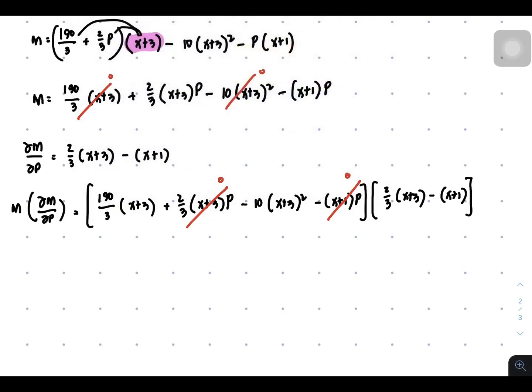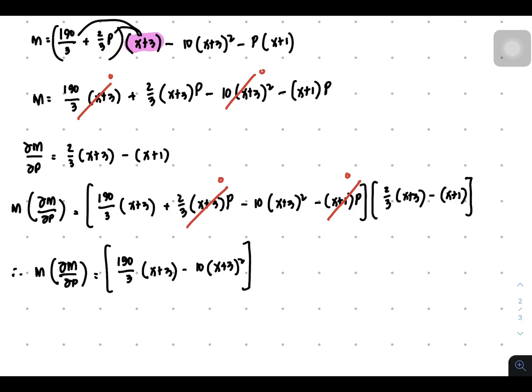So therefore the final equation for this segment is 190 over 3 x plus 3 minus 10 x plus 3 square times 2/3 of x plus 3 minus x plus 1.